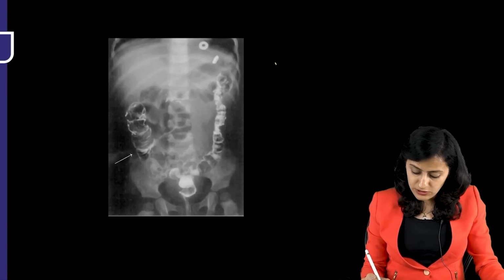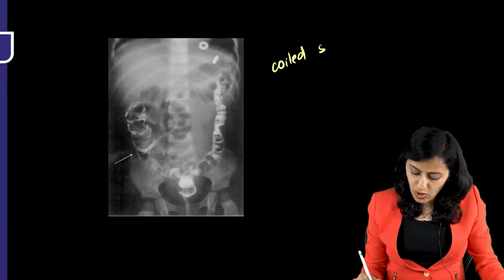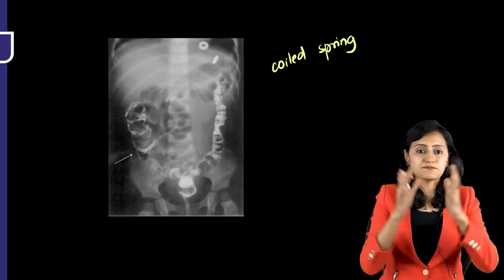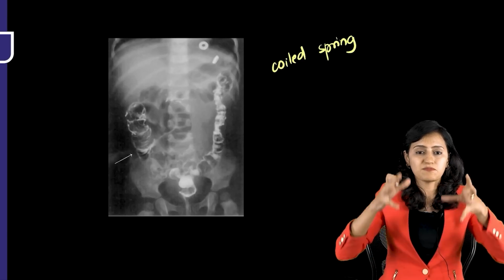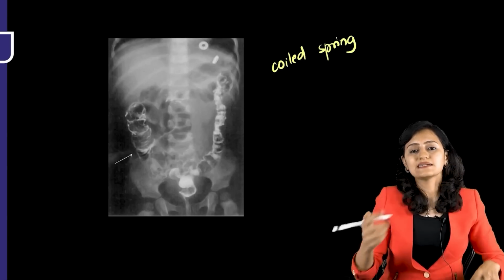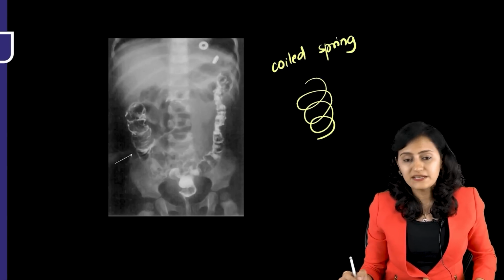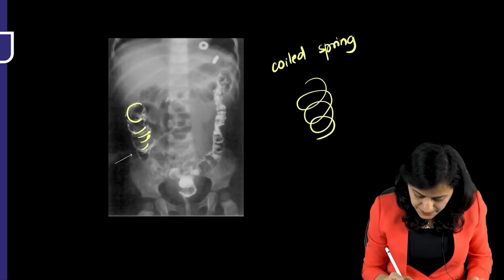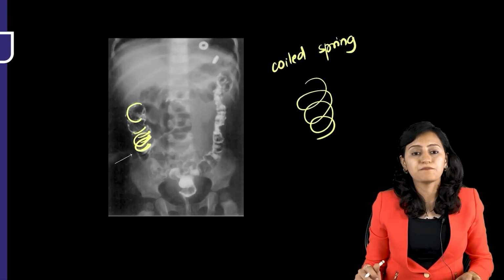Another sign that has also been asked is the coiled spring sign. What is the coiled spring sign? Between the intussusceptum and intussuscipiens, there's some space. If there's some space, the barium will go outlining the intussusceptum. So that gives the coiled spring sign. You will see the barium with a coiled spring appearance.